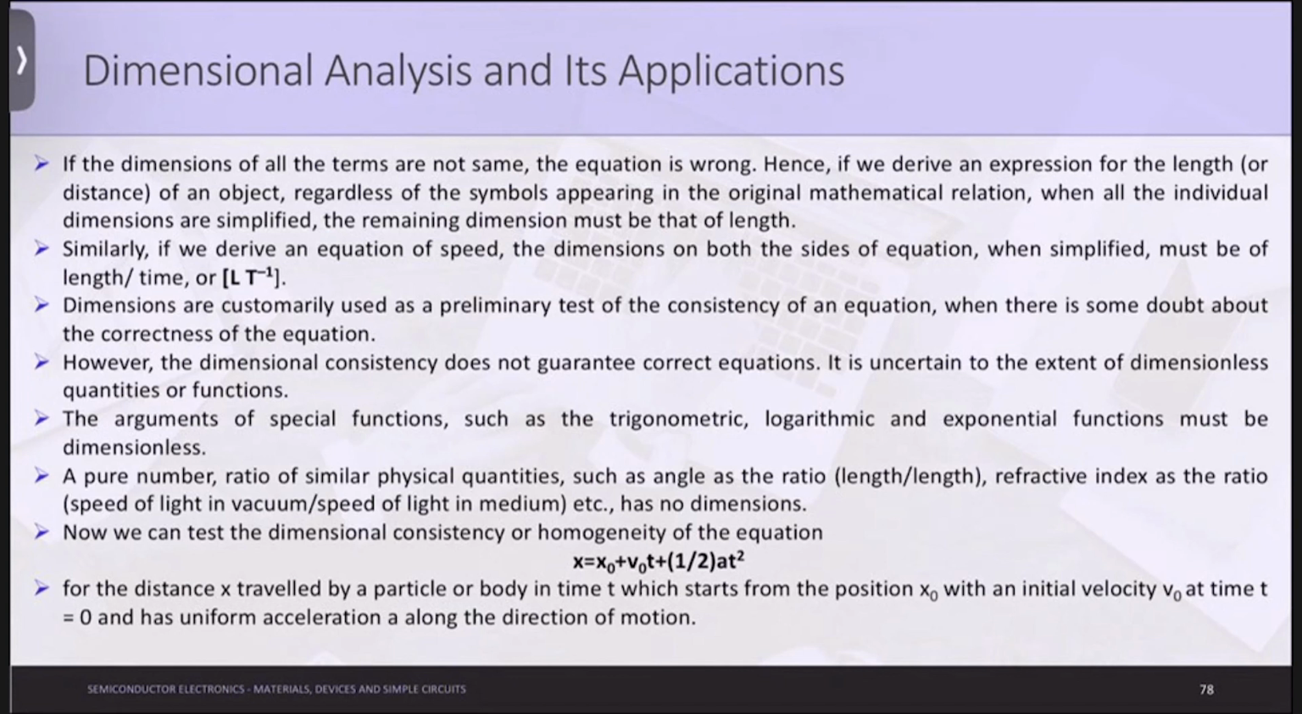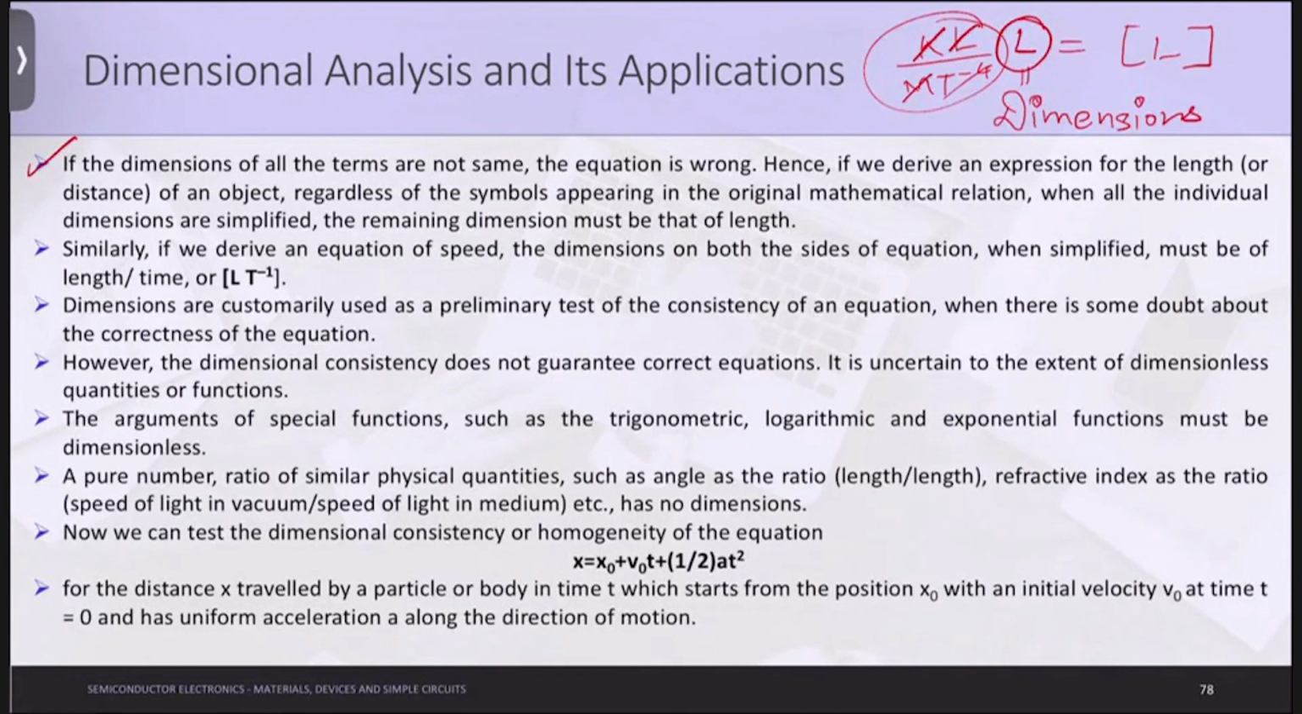Okay, so what they are trying to say is, let's say we have some parameters like K, L, M, T to the power minus 4, anything. Everything is there, and we are just saying that the dimension on the right hand side is L. Then everything which is written here should be cancelled, and finally the thing which is left should be in the dimensions of length only. That is the thing which is written. Similarly, if we derive an equation for speed, the dimensions of both sides of the equation, that is LHS and RHS, when simplified, must be length by time, that is LT inverse.